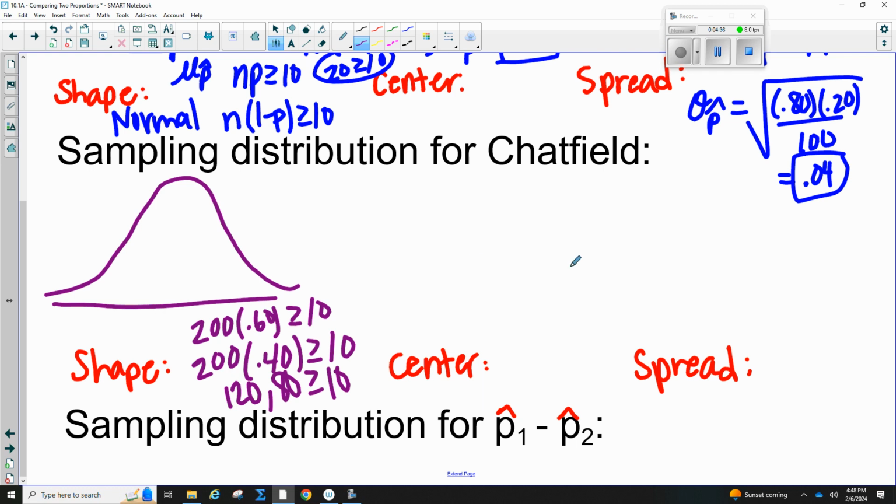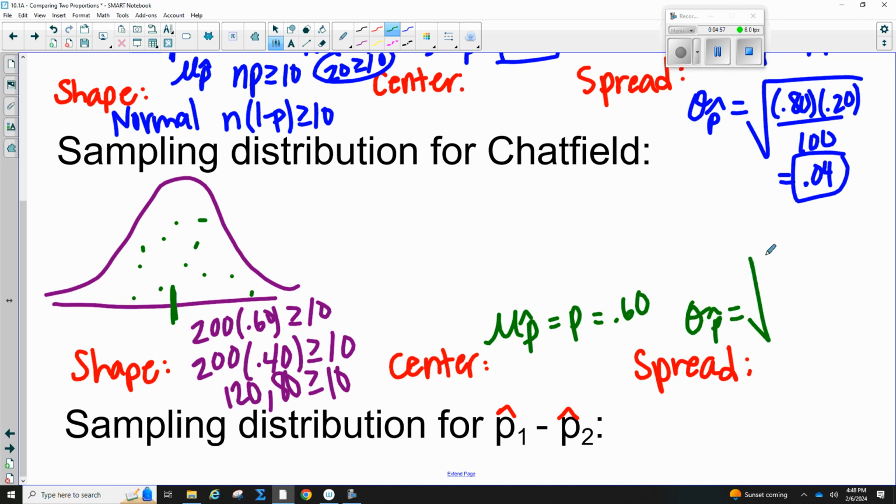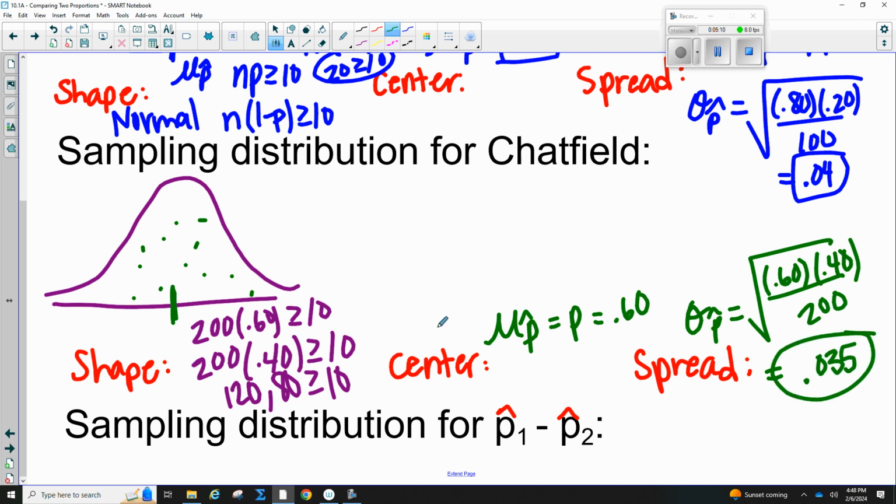Then we check the center of our sampling distribution. So again, the center of all the p hats. Every time it varies from 60%, 60% in the middle, but mu of all the little p hats is equal to the true p, which is 60% at Chatfield. And our spread, our sigma p hat, is equal to the square root of the true p times 1 minus the true p divided by n, which is 200. And when we plug that in, we get 0.035. So the truth is around 60%, but we're going to vary by 3.5% on our averages.